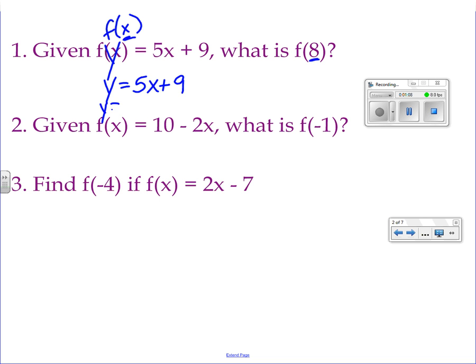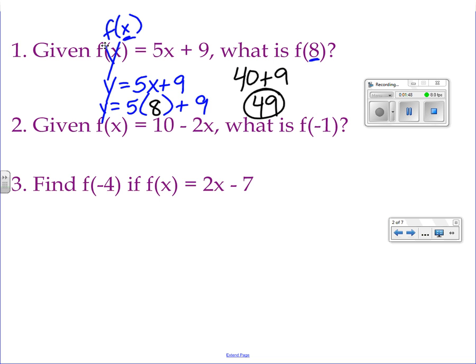So we're going to do y equals 5 empty set plus 9. Wherever the x is, you put an empty set of parentheses. And in this case, we're plugging in the number 8. Now, we have to do this without a calculator. Remember, parentheses mean multiply, so we're going to do 5 times 8. You can count by 5s on your fingers. 5, 10, 15, 20, 25, 30, 35, 40. So you get 40, but you also have to add 9 to it. What is 40 plus 9? 49. So that's the answer to number 1.